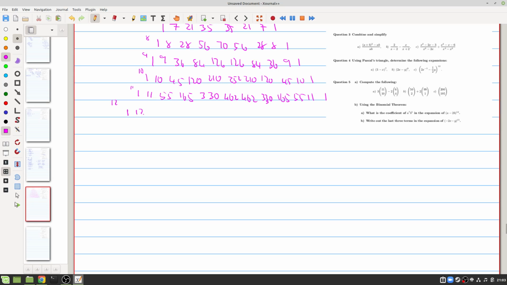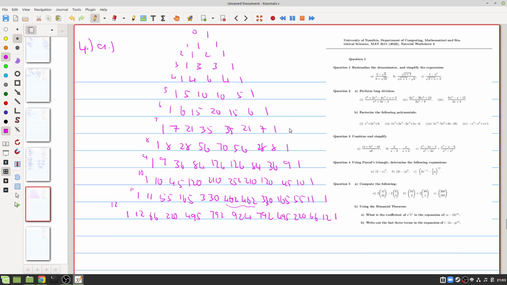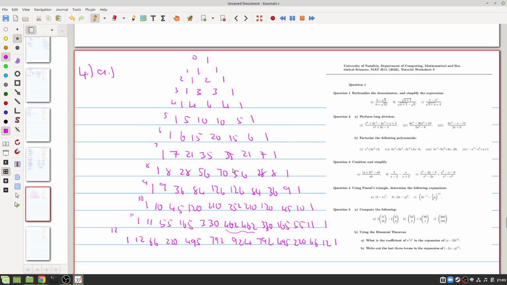Okay, so 1, 12, 66, 220, 495, 792, 924, then again 792, 495, 220, 66, 12, and 1. Okay, so there's a big long Pascal's triangle that we want to use.